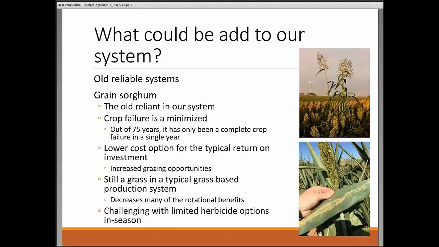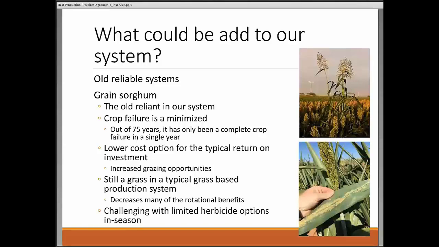The increased opportunities that we have for grazing sorghum stalks are becoming more evident. We're starting to see very good opportunities. A lot of the risks that we thought originally we had in the system, prussic acid and nitrate toxicity, we're not seeing those come through if you manage that sorghum crop effectively and efficiently, and we're able to let our cattle go out on those stalks and take advantage of some of that added nutrients and forage during the summer or during the winter months. The downfall of the system is it's still a grass, and we're in a grass-based system.